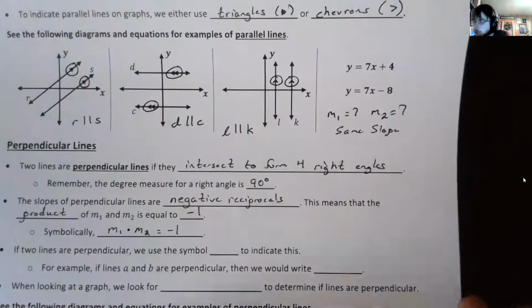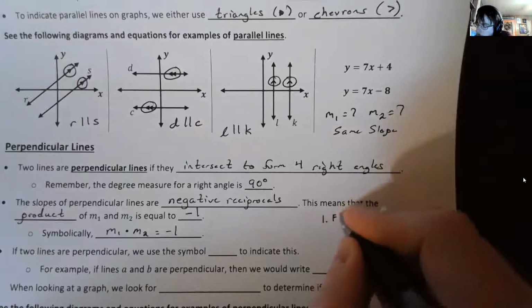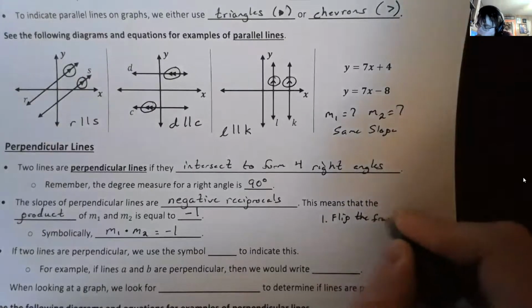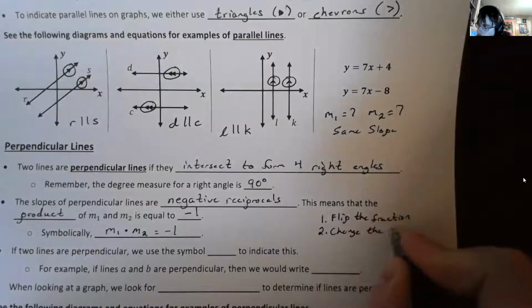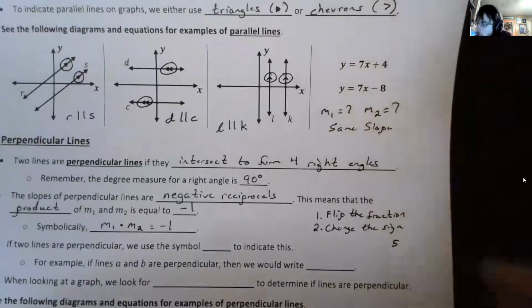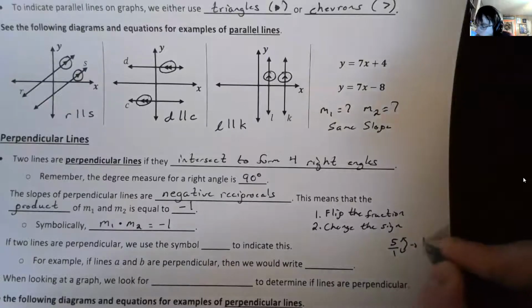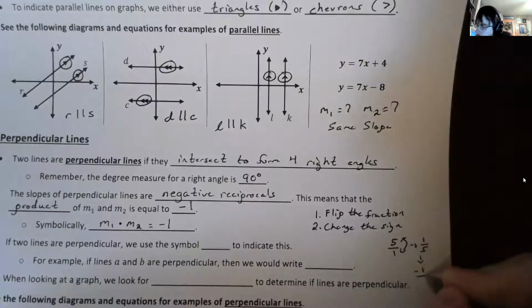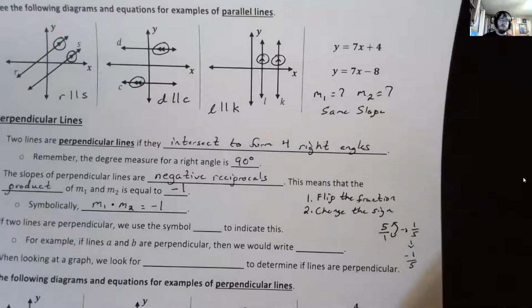So again, like I said, to find negative reciprocals, you take your original slope, you flip the fraction, and change the sign. So if your slope was 5, well, 5 becomes 5 over 1 as a fraction. You flip the fraction to become 1 over 5, then you change the sign. So your perpendicular slope to a slope of 5 is -1/5. We'll be doing quite a few examples of that here in a bit.